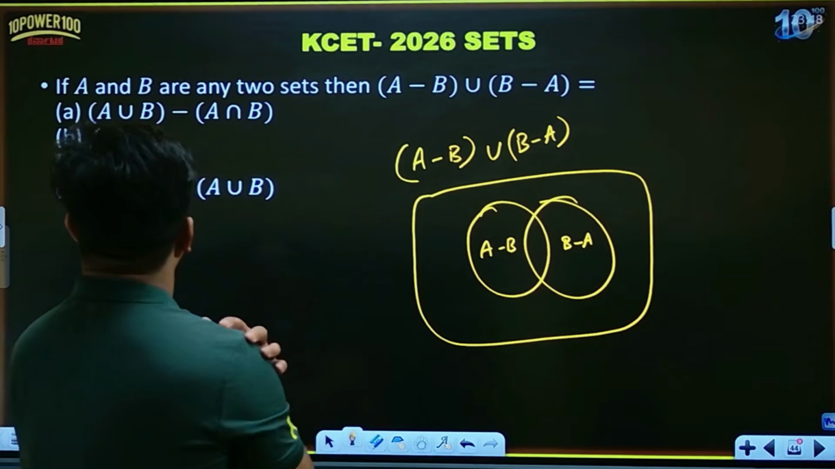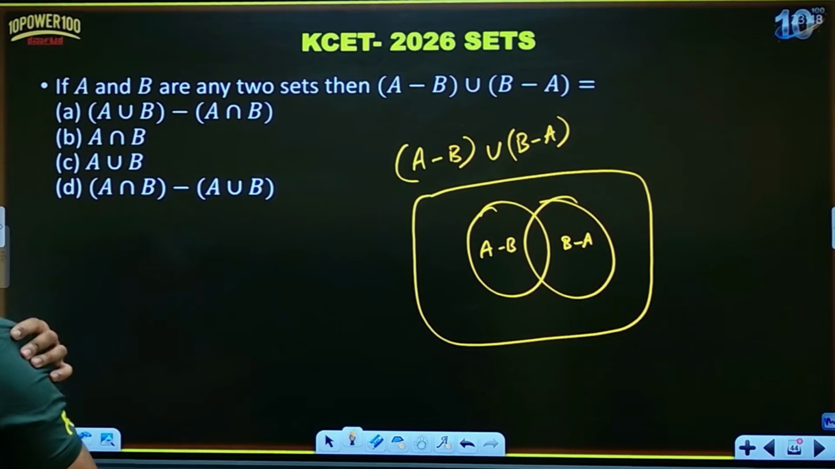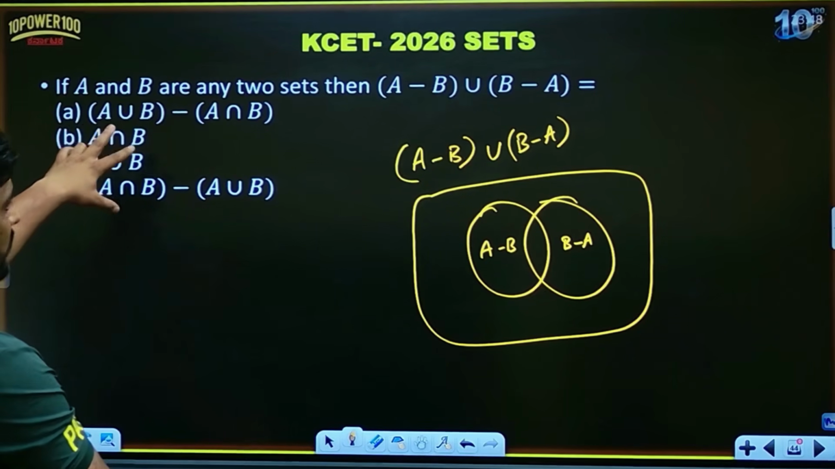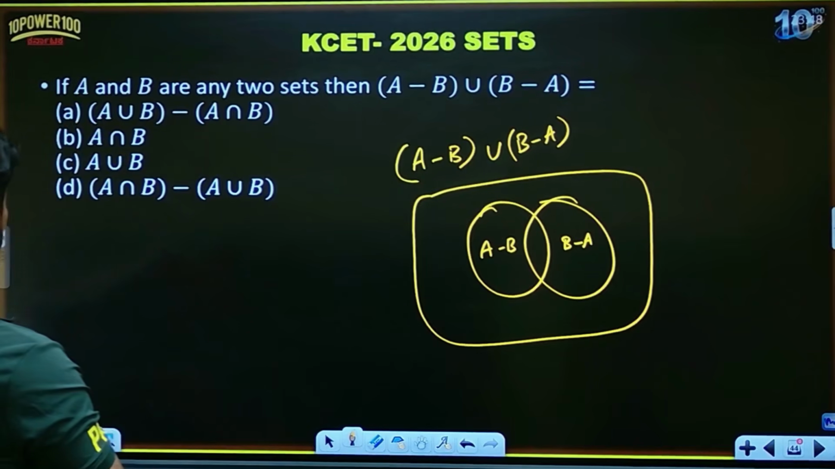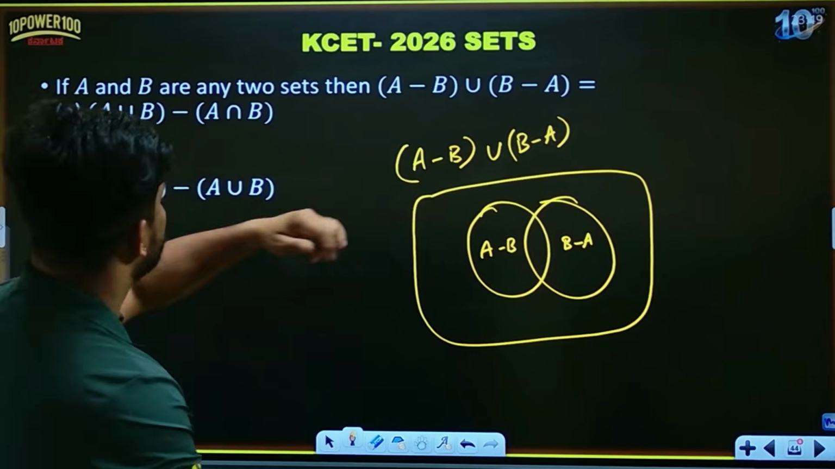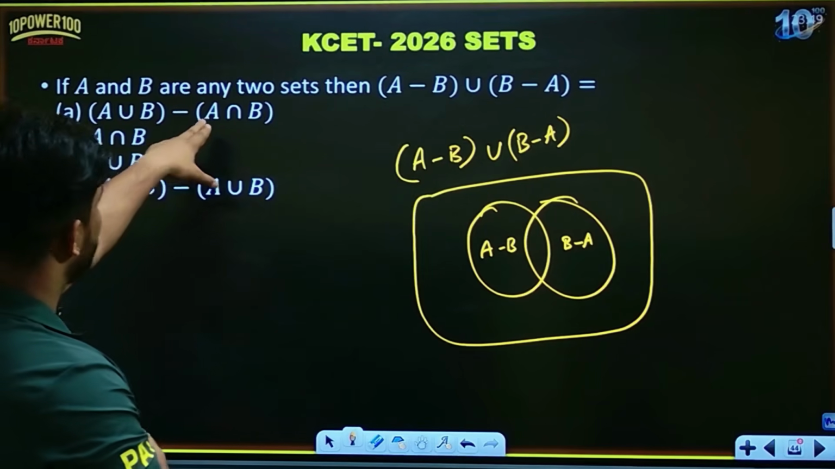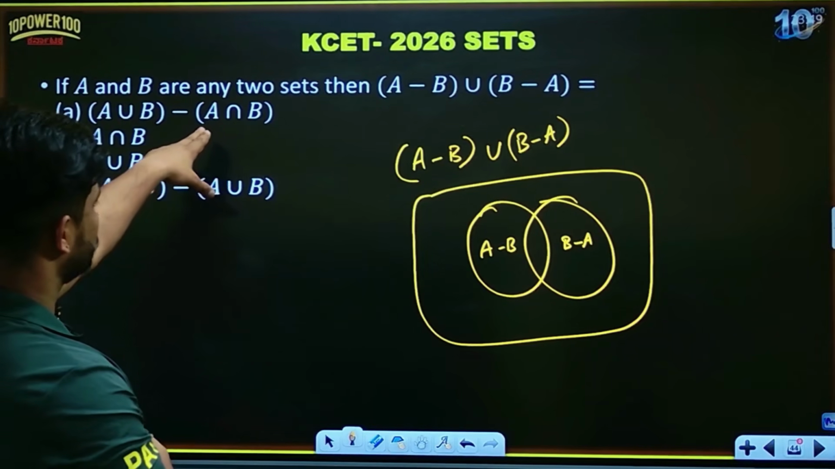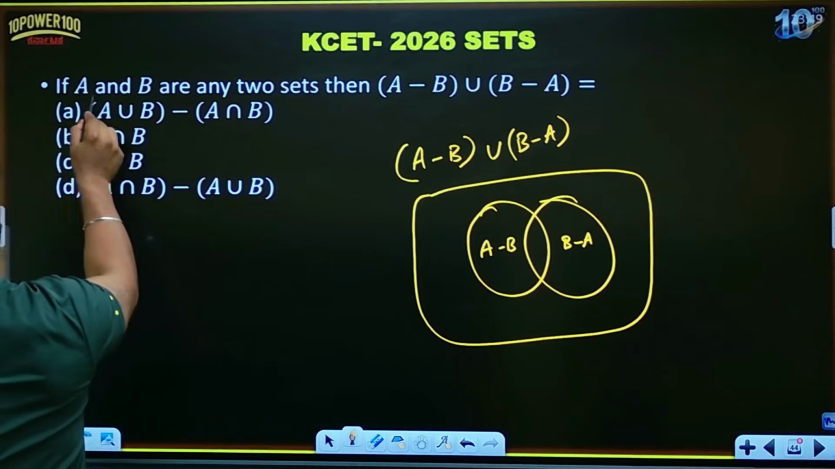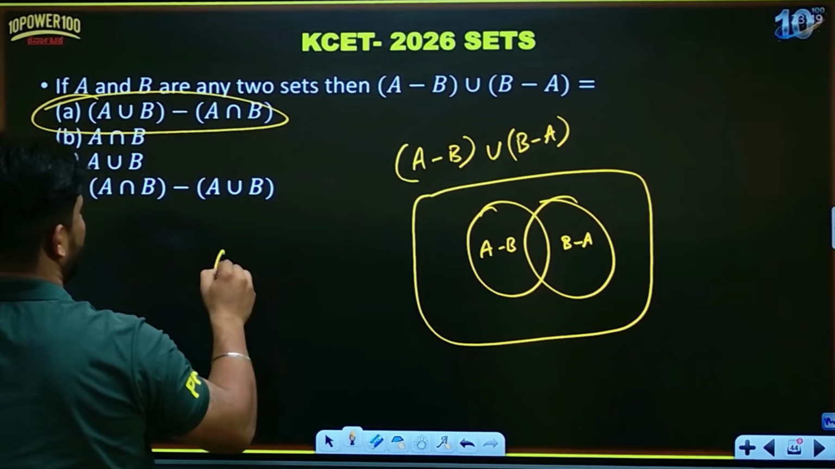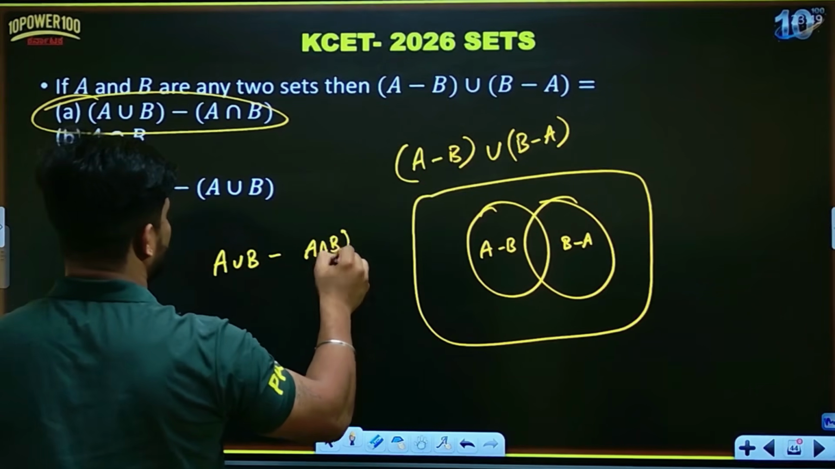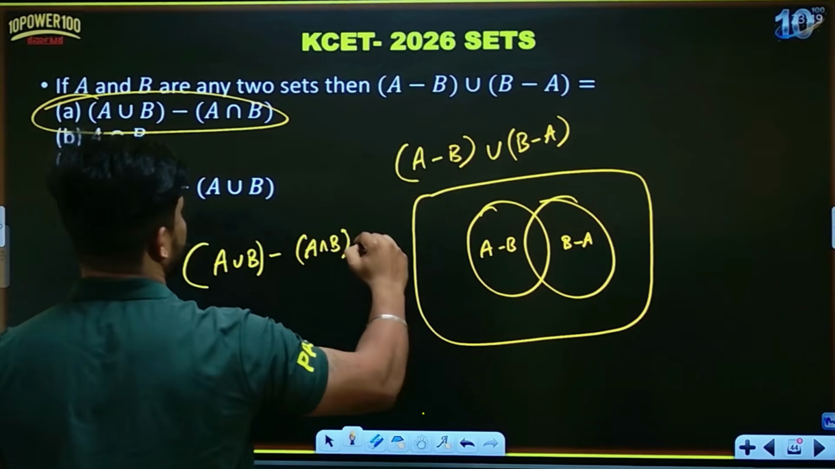So union means we can write it as A union B. Okay, so what we can write here, A minus B and B minus A, is A union B minus A intersection B. Option A, right? Look at this option A. It is actually A union B; in that, if you remove A intersection B, that is always the answer. So option A is the right answer.